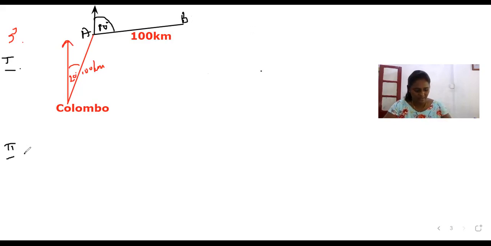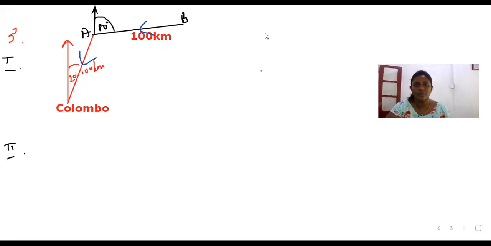Now let's see what is asked by Roman number 2. Write a description of the route that the pilot needs to take if he is to fly back to Colombo from the airport along the same path. Now he is coming back. Right. Now when he is coming back this way, what I marked in blue color. Right. Now we want to say the path.